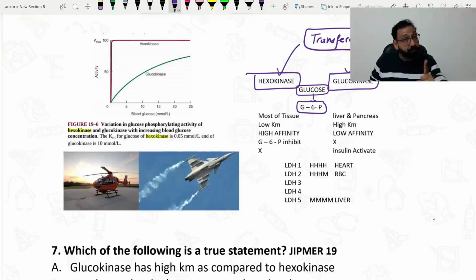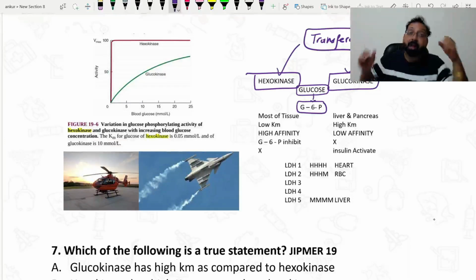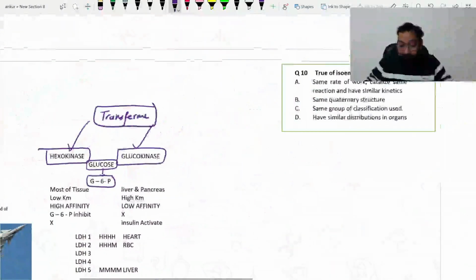Got the point? One important point: isoenzymes catalyze the same reaction, so they are classified in the same group. Any other property of isoenzymes may be different. Mnemonic: in isoenzymes only one thing is the same, they catalyze the same reaction. Their velocity of reaction may be different, their affinity may be different, their electrophoretic mobility may be different, their protein structure may be different, their physical properties may be different, anything may differ, but they catalyze the same reaction.